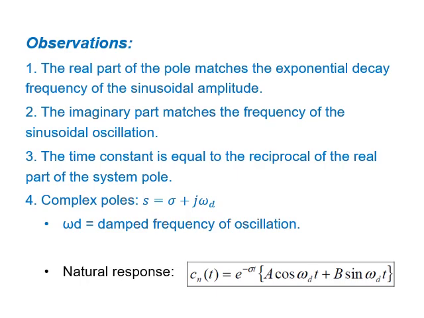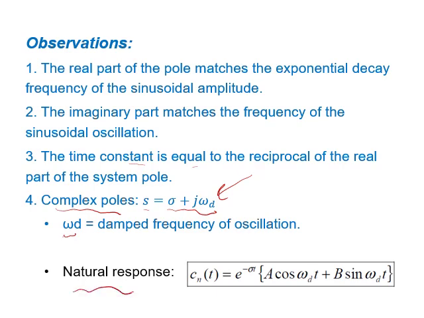The time constant is equal to the exponential of the real part of the system pole. The complex pole is equal to sigma plus j omega d. As I told you, we are going to go to the definition, and we will see how to calculate each of these parts after a while. Omega d is the damping frequency of the oscillation. So each of these parts will be discussed later as a definition.